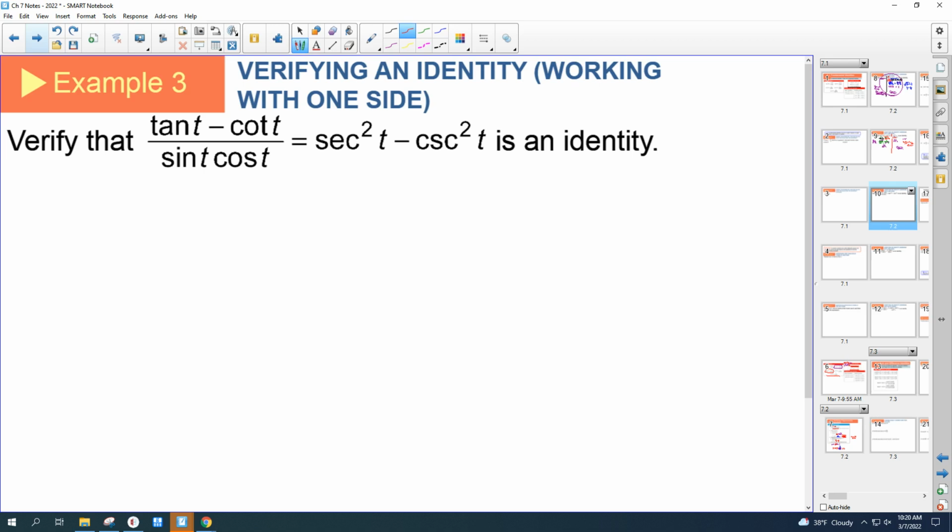Next one. By the way, you guys make sure you write kind of small. It's kind of hard to fit some of this on that page sometimes. In my opinion, the left side looks more complicated, so I'm going to start on the left.